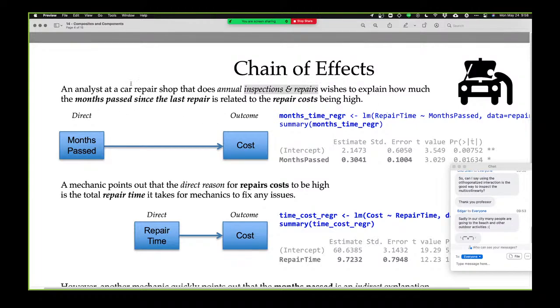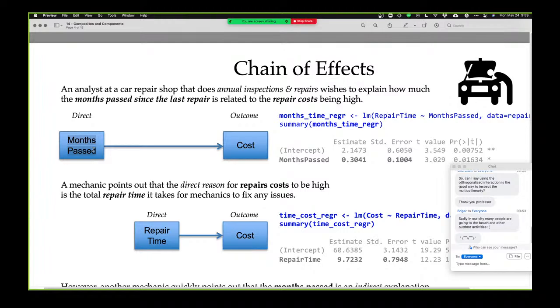An analyst at this car repair shop wishes to explain to customers, because let's imagine customers are complaining that, hey, I came in to do this inspection that you're offering, and I noticed that you're charging me more money than my friend who came in yesterday. How come you're charging me more? That's not fair. What the repair company would like to explain is that, look, it's been many months since you last came in to do an inspection, and that's part of the reason why the cost is more.